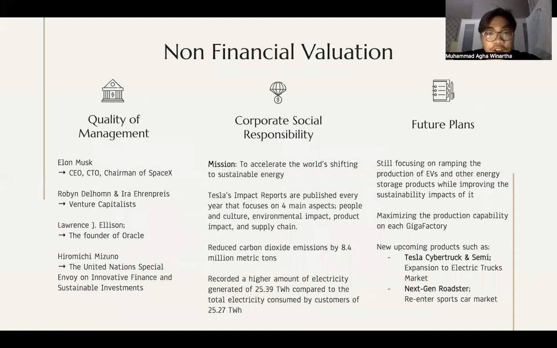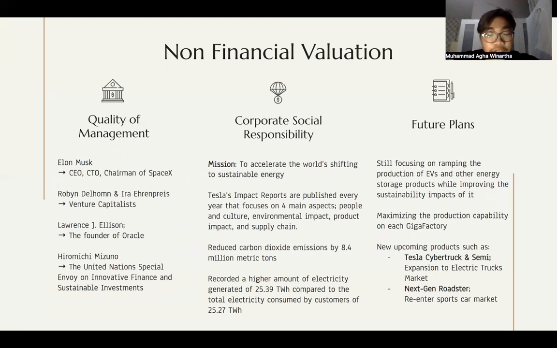Next, we move on to the non-financial valuation. What is non-financial valuation? Non-financial valuation, as we have explained earlier, is to determine the value of the company using the management aspects or strategy aspects or the plan of the company itself. Here we have the quality of management.